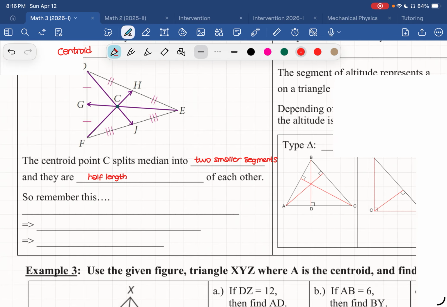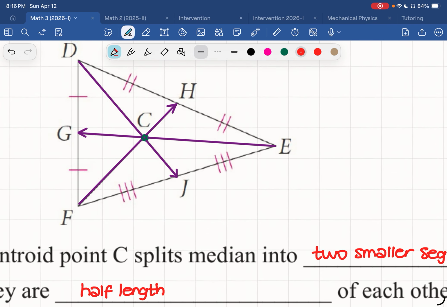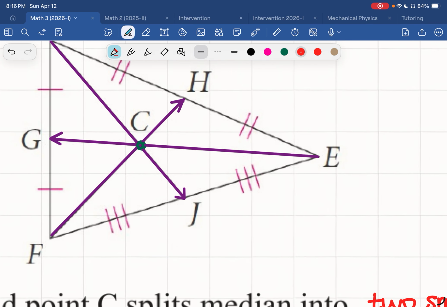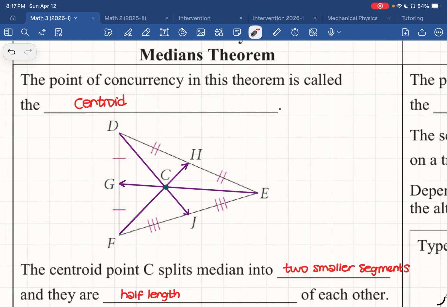Half length of each other. What do I mean by that? Okay, for example, so if this line is, let me write it like this, and I'm gonna change the colors here because I want to be very specific here. I just use this color purple to show you how the centroid is found, right?